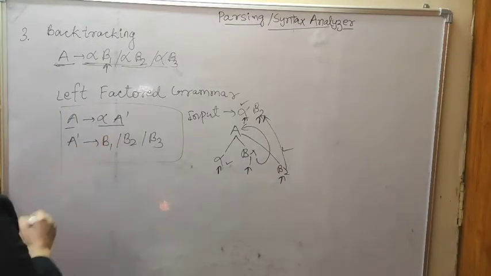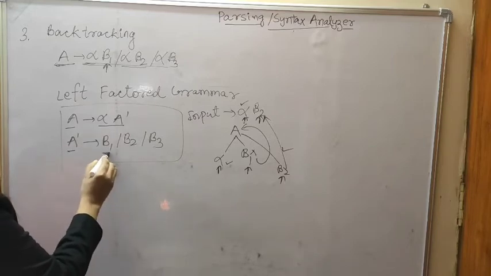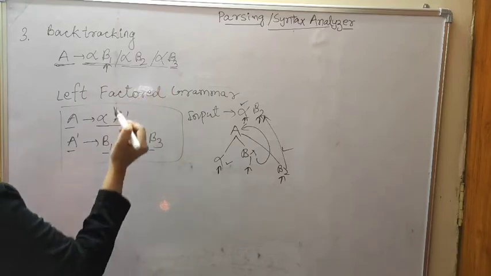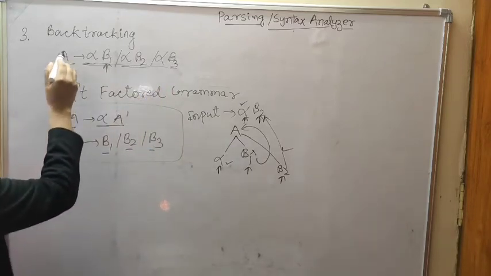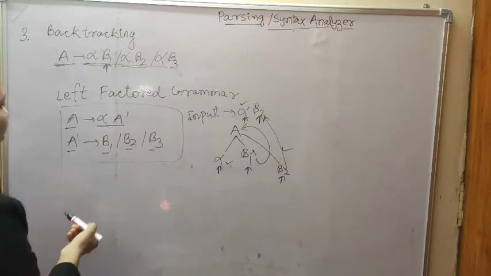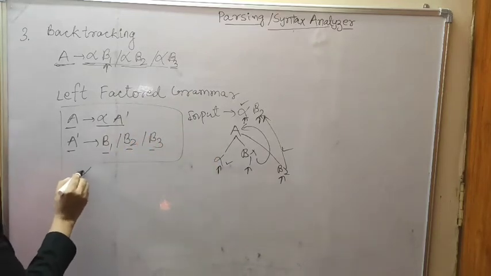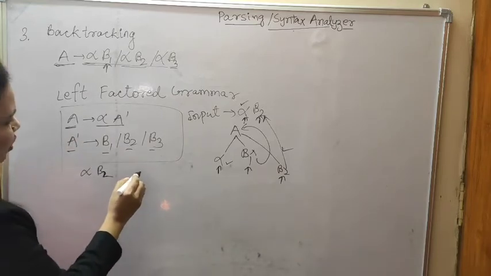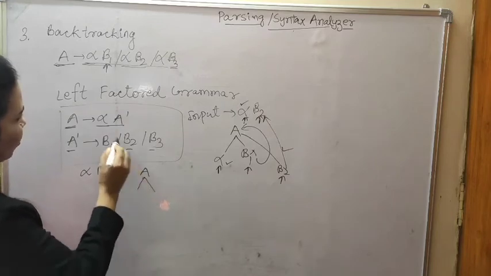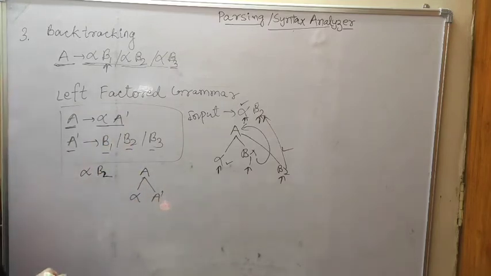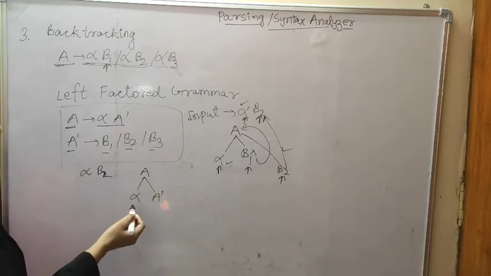A to alpha A dash and A dash to beta 1, beta 2, that means the common part, and this part we will give the name A dash because we are using A here. If we are using E, then you will write E dash. It is easy for learning. So now the same input we will pass. First, what is given? A, then alpha A dash. Alpha A dash we are going, and this alpha is correct.